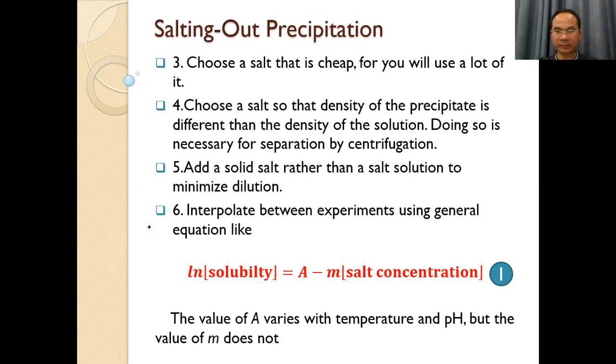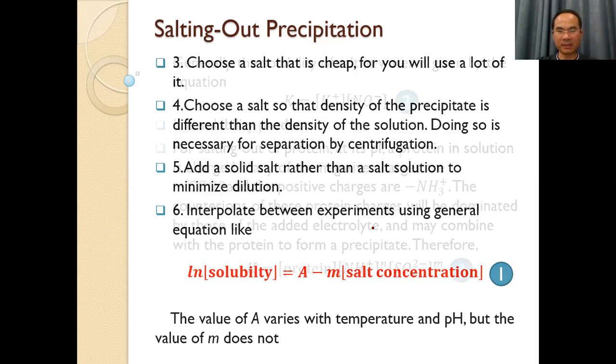For example, if we plot log S, the log solubility, against concentration, you get a slope of -M. That is the slope, and the intercept is A for that case. You can calculate A and M if you know the experimental result of solubility as a function of salt concentration.